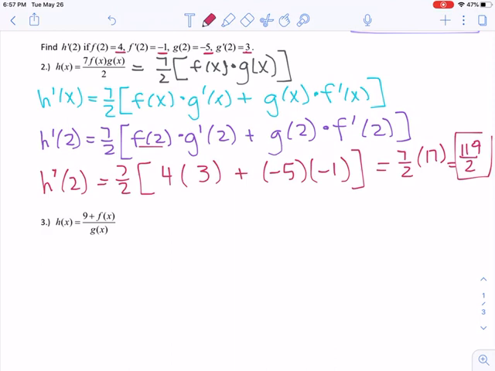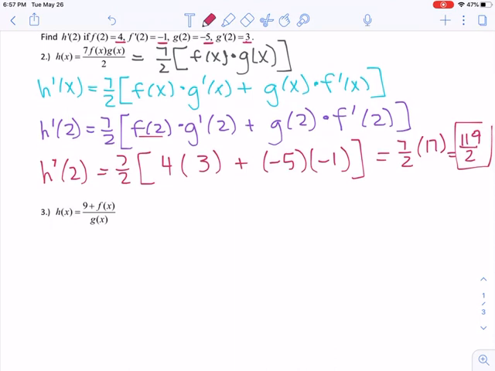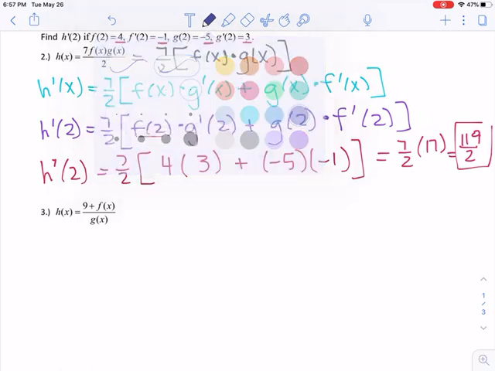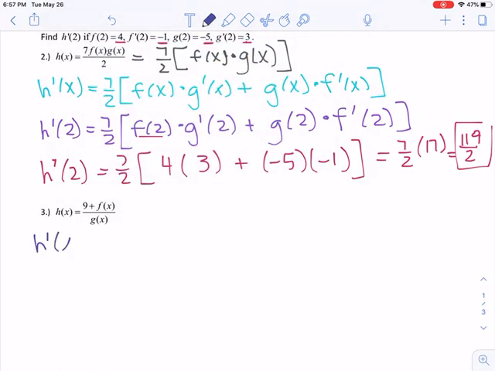We could do the same thing for a quotient. So now let's look at problem number 3 here. We want to, again, find the value of our derivative at 2. So let's first take the derivative of h. This time, I have myself a quotient. So if I have a quotient, I know that I start with the denominator squared. So I'm going to take g of x squared in my denominator.